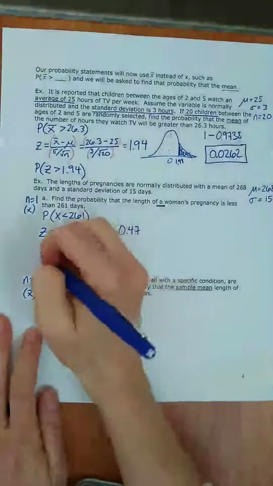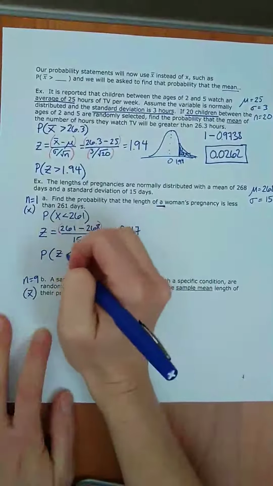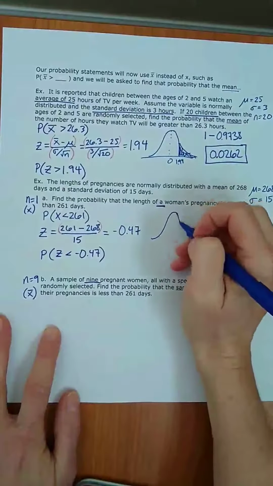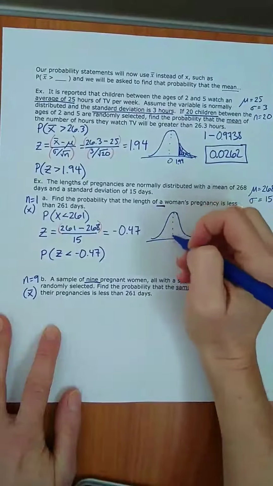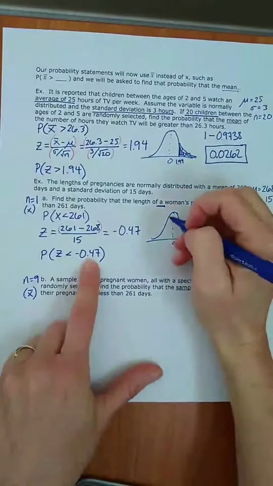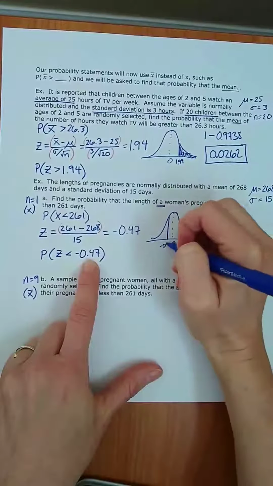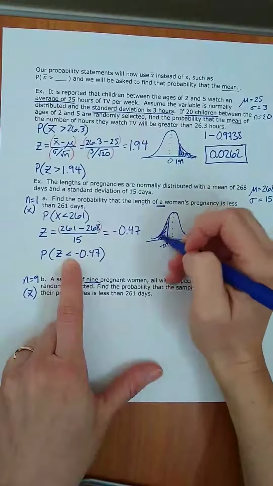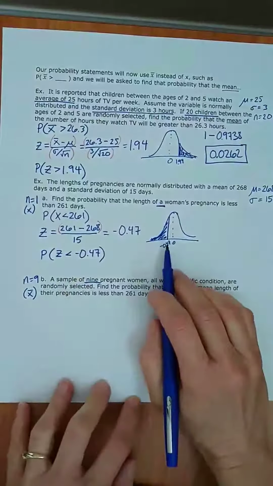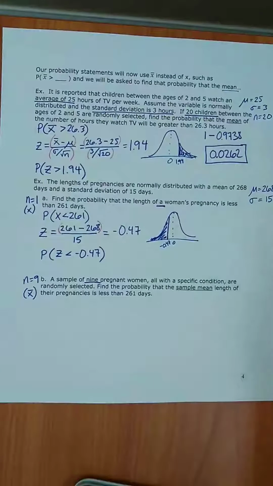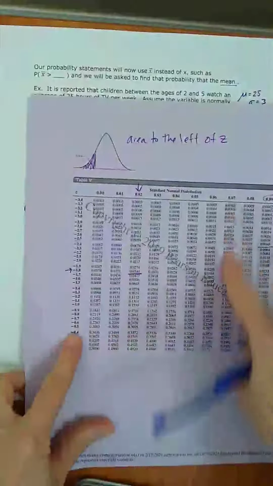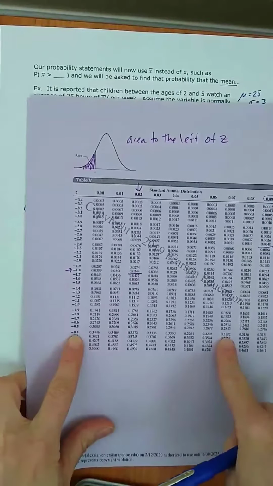So our probability statement is, what's the probability that z is less than negative 0.47? I can make a picture. Here's 0. This time I have a negative z-score, so I'll draw it over here, negative 0.47. And I want the probability that z is less than this. So I'm shading over here. This is nice because this is a left or below question. So when I look up my value in the table, that is my answer. So looking up a z of negative 0.47, I got 0.3192 as my answer.